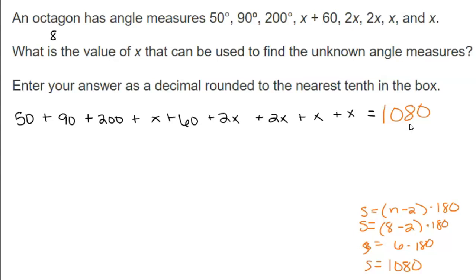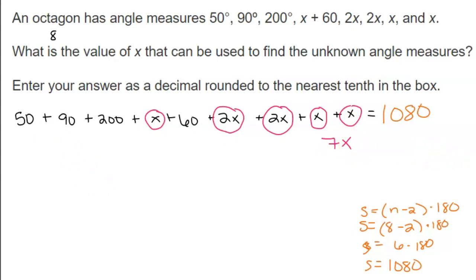This is really ugly. I want to make this look a whole lot prettier, right? In order to do that, I need to combine like terms. The first thing I'm going to do is focus on my variables. How many do we have? We have 1, 2 more, 2 more, another one, and another one. So we have 1, 2, 3, 4, 5, 6, 7 x's in total.